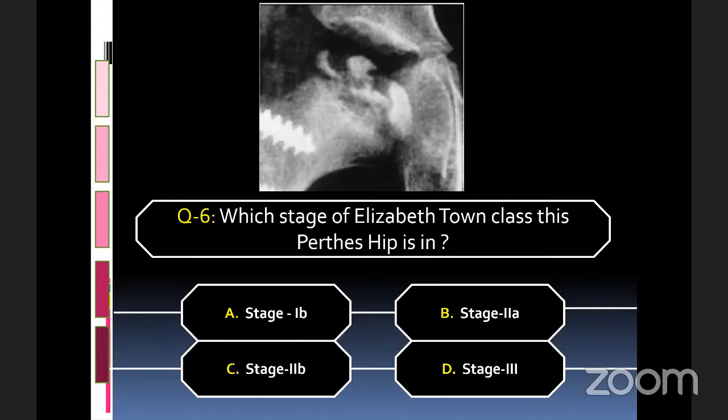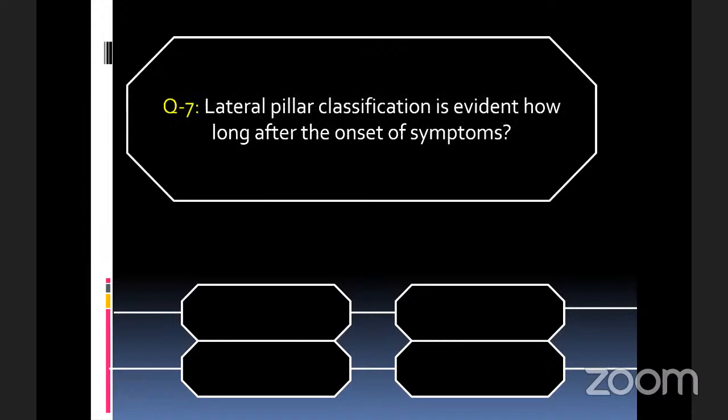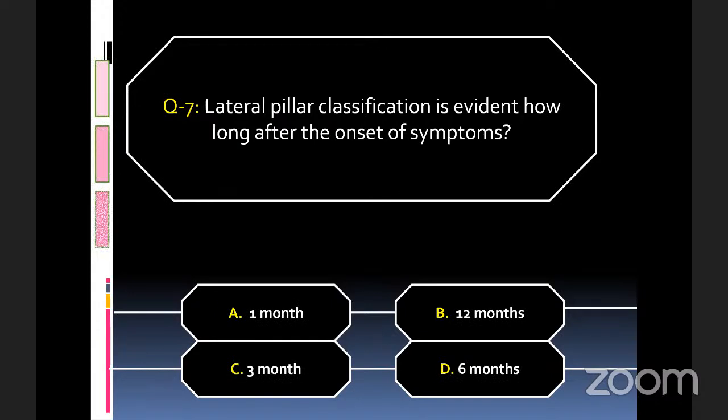Okay. Yes, sir. Next question. The lateral pillar classification is evident how long after the onset of symptoms? 6 months. 6 months. Okay, I was not aware of this, but 6 months. Basically, that might be a little longer because stage 1A is just AVN, and 1B is AVN with reduced height of the capital femur. So stage 1 lasts for, I think, 6 or 9 months. In a nutshell, when the disease reaches stage 1B of Elizabethtown, the lateral pillar will get affected. Right? Okay. Go ahead.